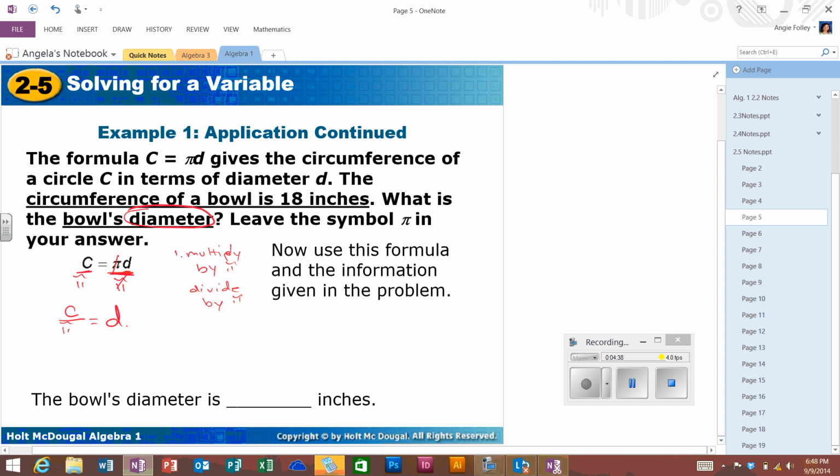Now, we know that we have it equal to diameter. That's what we want, but it gives us the c value. It tells us c is 18. So I'm going to put 18 into c. So my answer is 18 divided by pi inches is equal to d, because we should have inches. So again, we can write that as 18 divided by pi inches.